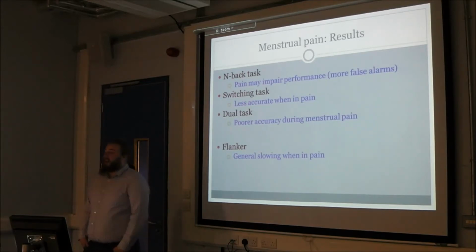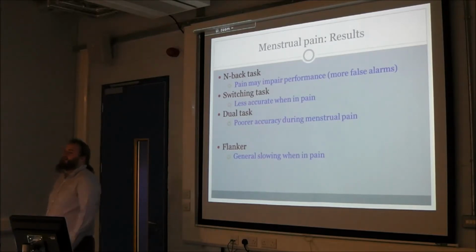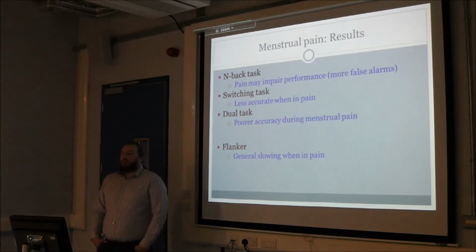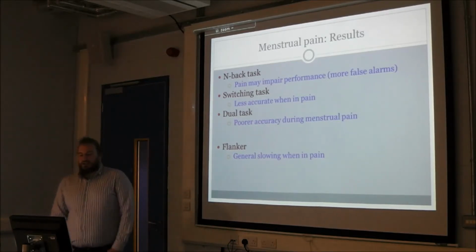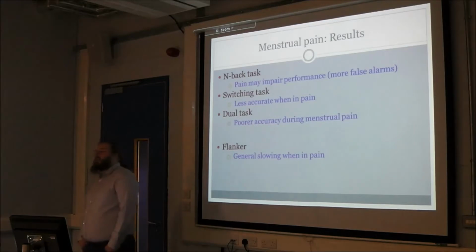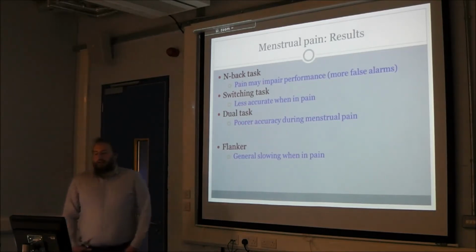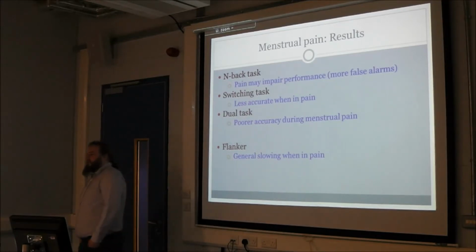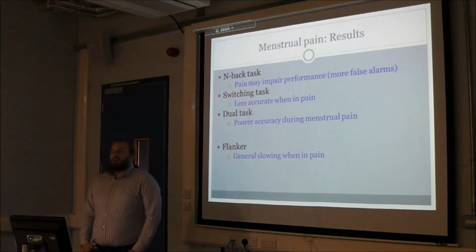So again, the MBAC task is slightly different here. We get an increase in false alarms rather than a reduction in hits with the MBAC task. So we are still getting a problem with attention span, but it's a slightly different problem here. With the switching and the flanker tasks, we again get this general impairment that doesn't relate to the task itself, but a general, less accurate and slower performance. And the dual task, that basically hasn't worked now for four experiments, all of a sudden miraculously comes back in, and we get poorer accuracy during menstrual pain on dual task performance.